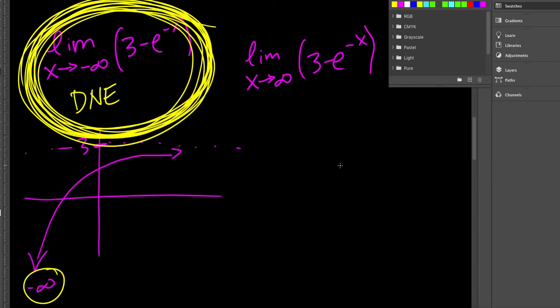Now, if we go to the right, our y value gets closer and closer to 3. And so that is the answer for the limit. Okay? So we want to converge to a number, and then we call that the limit.